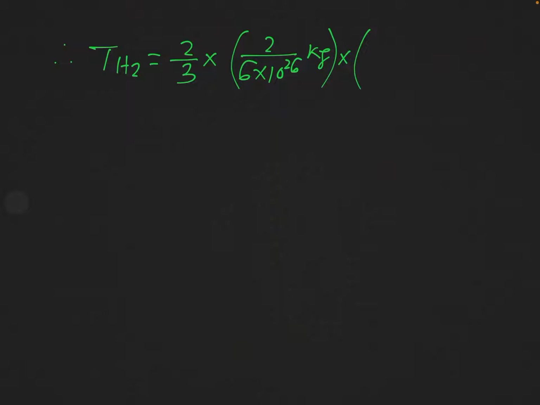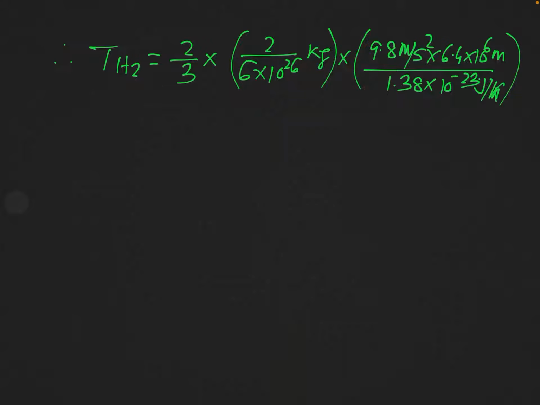times g, which is 9.8 meter per second square, times 6.4 into 10 to the power 6 meter, and over k. k is 1.38 into 10 to the power minus 23 joule per Kelvin. So I have substituted all these values, and I am leaving the simplification to you.